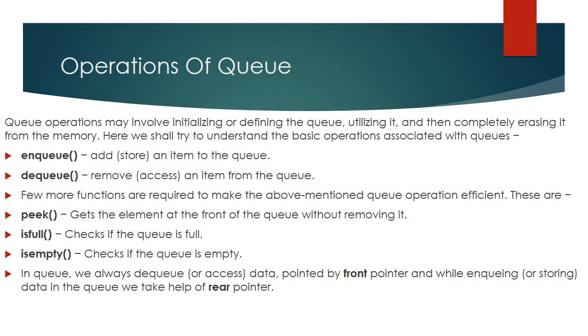More functions are peek, which gets the element at the front of the queue without removing it; is full, which checks if the queue is full; and is empty, which checks if the queue is empty. In a queue, we always dequeue or access data pointed to by the front pointer, and while enqueuing or storing data in the queue, we can take the help of the rear pointer.